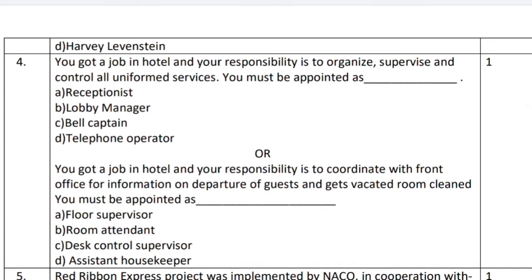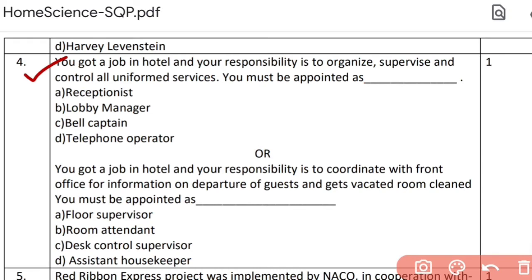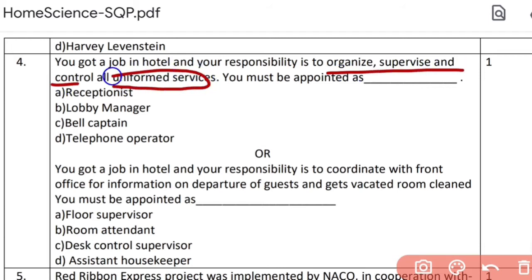The next question, question number 4, again it has got a choice. You have got a job in a hotel. So, what is your responsibility? To organize, supervise and control all the uniformed services. So, you must be appointed as head of all the uniformed services. Can you be a receptionist? No. Bell captain? No. Telephone operator? Obviously not. So what is left? Lobby manager. So, the most appropriate answer it seems is lobby manager. So, B is the right answer.